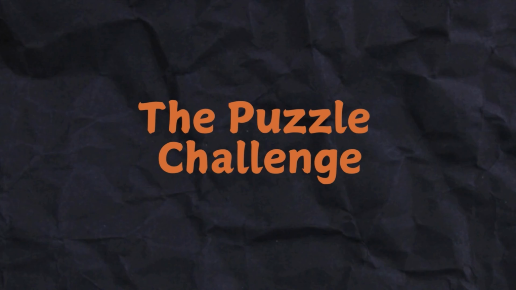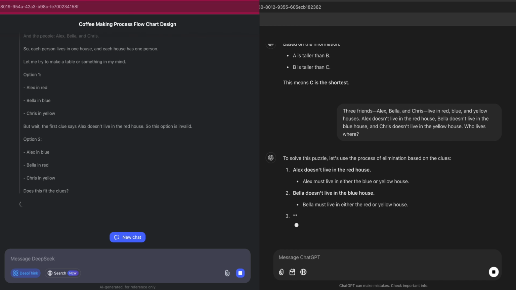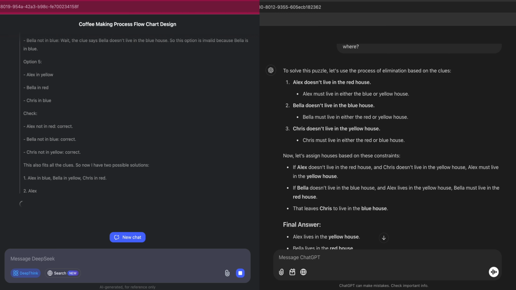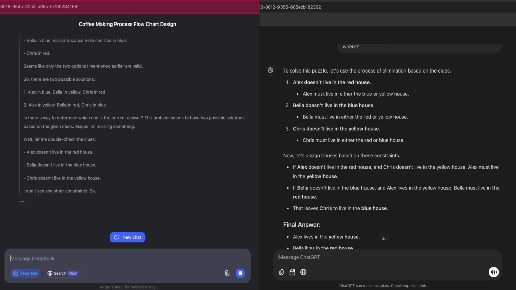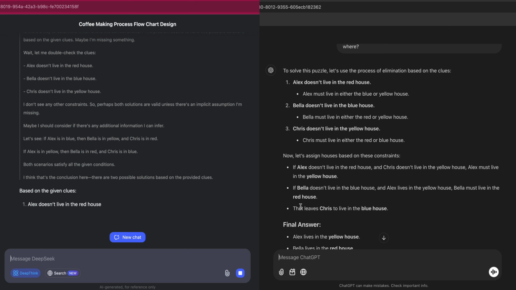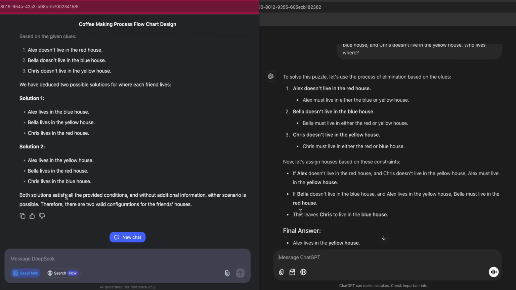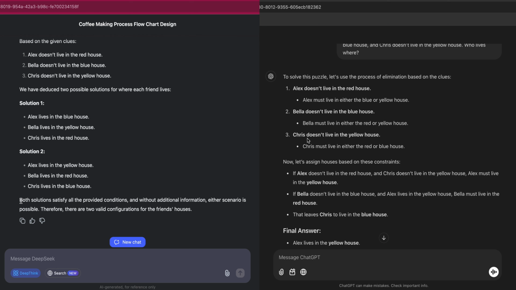Finally, a tricky puzzle to test problem-solving skills. Three friends, Alex, Bella, and Chris, live in red, blue, and yellow houses. Alex doesn't live in a red house, Bella doesn't live in a blue house, and Chris doesn't live in a yellow house. Who lives where? DeepSeek v3 offered two possible solutions, which is fine. But ChatGPT went all in, with one final solution and the steps to how it got there.